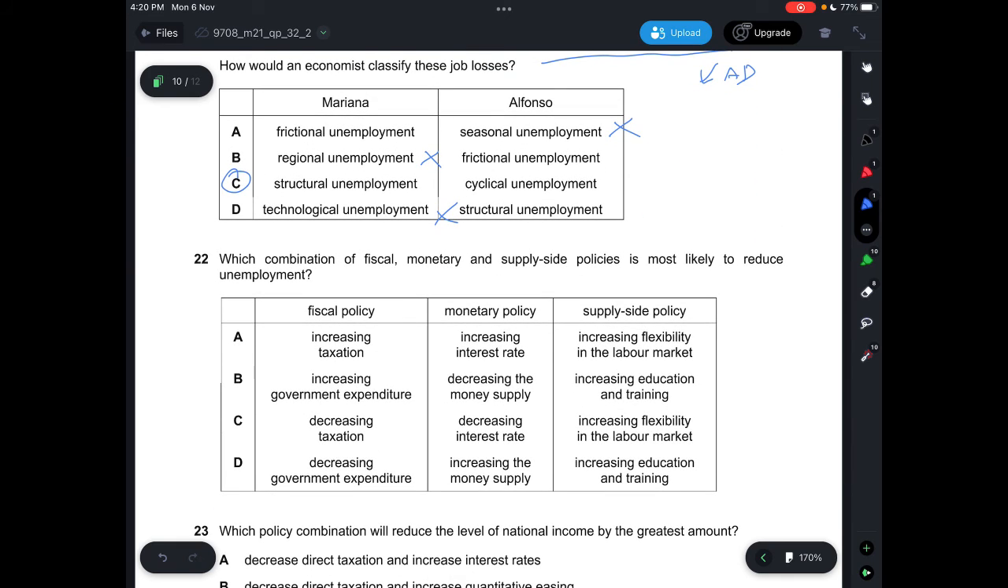Question 22. Which combination of fiscal, monetary, and supply-side policies is most likely to reduce unemployment? Most likely to reduce unemployment. So that means that you have to decrease taxation and also increase your government expenditure. So A and D is wrong. Alright, and then if you look at B, the monetary policy here for B is decreasing the money supply. This will increase unemployment because of a decreased aggregate demand. People will now spend less because of the higher cost of borrowing. So it has to be C because decreasing taxation, decreasing interest rate, and also increasing flexibility in the labor market so that there will be more people being able to find jobs. So answer has to be C.